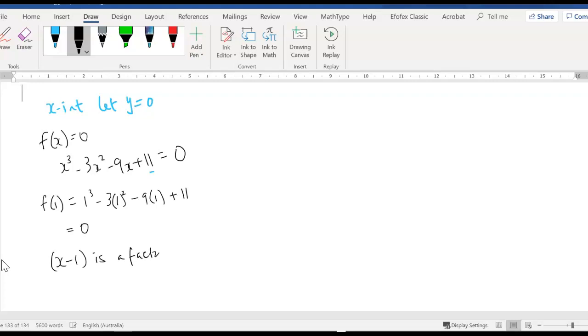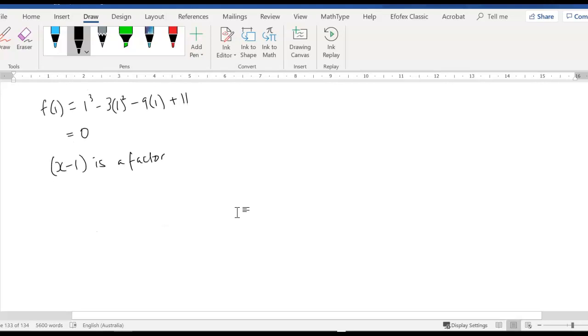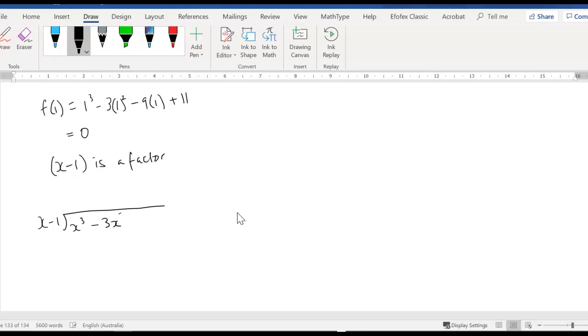We did cover the factor theorem in the Term 1 holidays, so make sure that you've done the work from Chapter 4. Okay, so x minus 1. To get the other factors, we divide x minus 1 into our cubic equation. So x cubed minus 3x squared minus 9x plus 11.